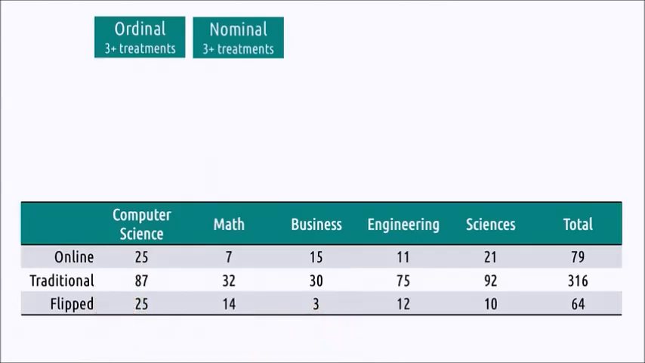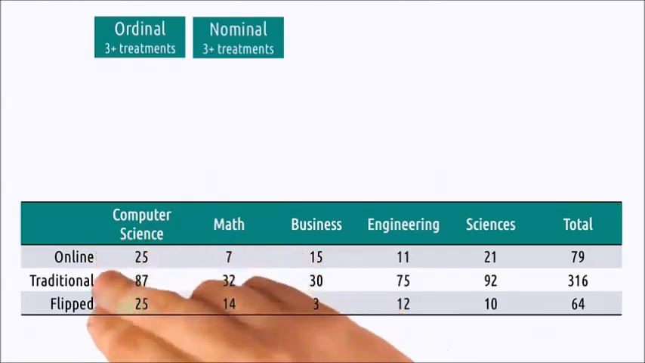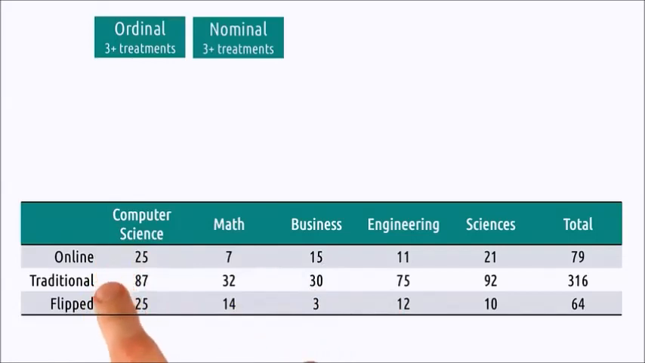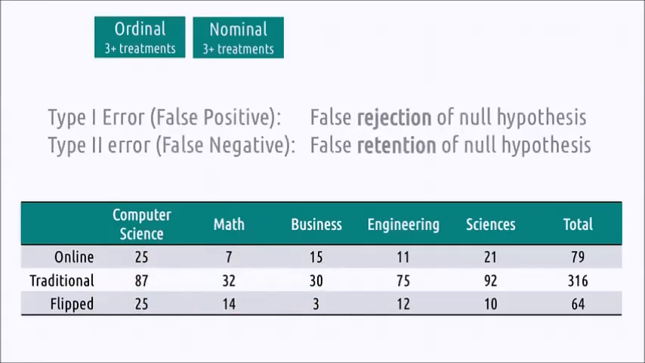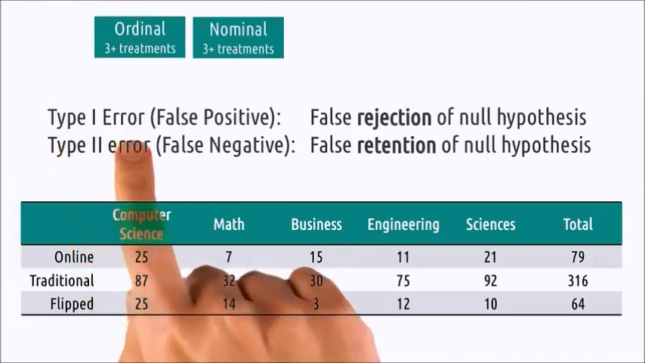How would we do that? You might be tempted to just test them in a pairwise fashion. Test online versus traditional, traditional versus flipped, and online versus flipped. You'd use that to try to uncover any differences between pairs. That's called repeated testing, and the problem is that it raises the likelihood of a type 1 error.